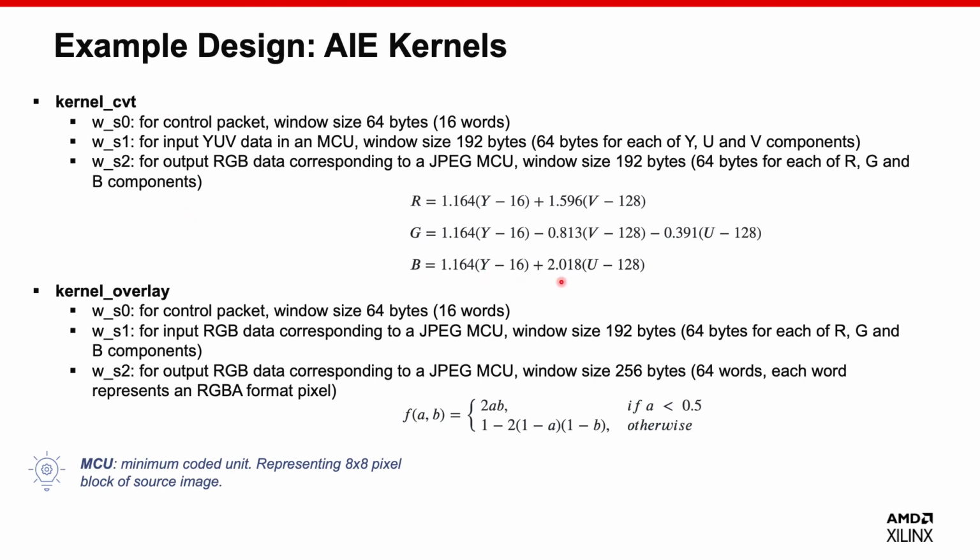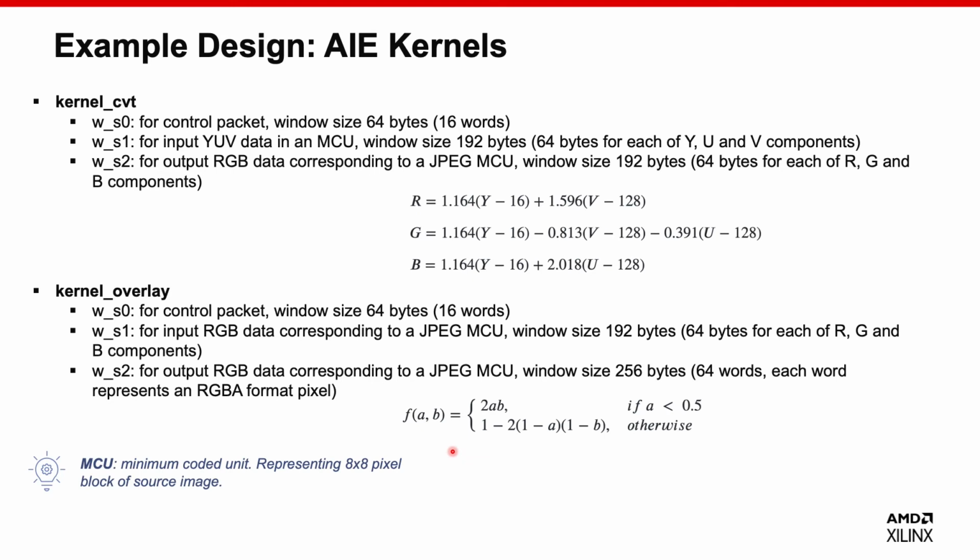The other is the overlay kernel. This kernel uses a windowed data stream as control packet as well, a windowed data stream as RGB data input, and another windowed data stream as mixed RGB data output. The overlay equation is listed here too, which is the same as the one used in the Photoshop software.